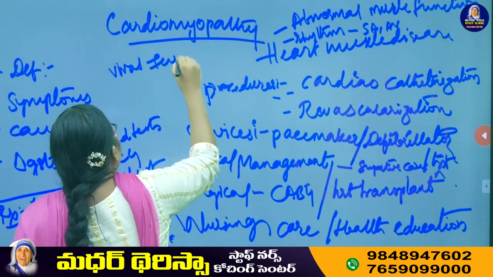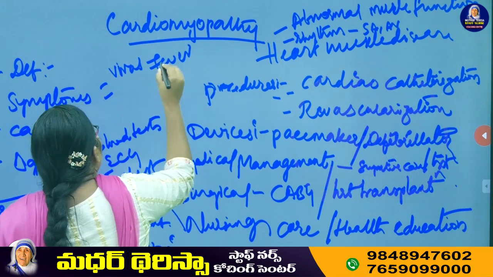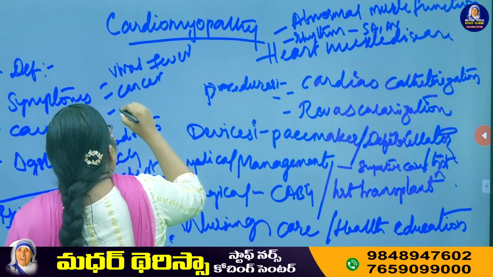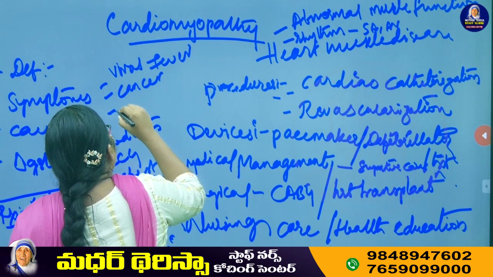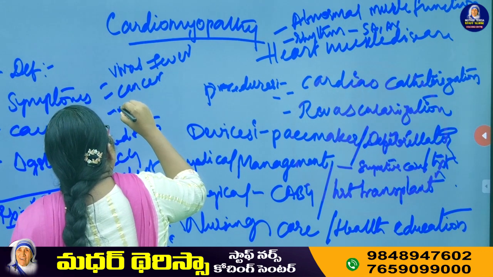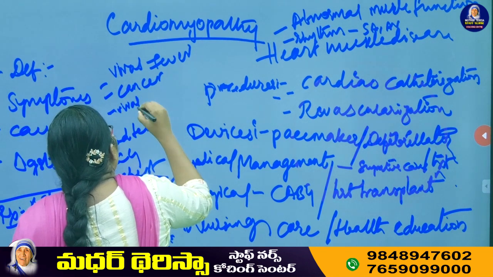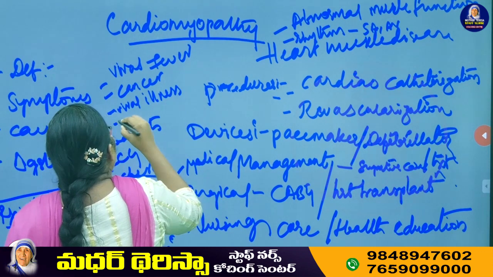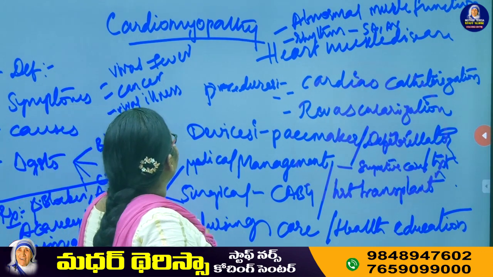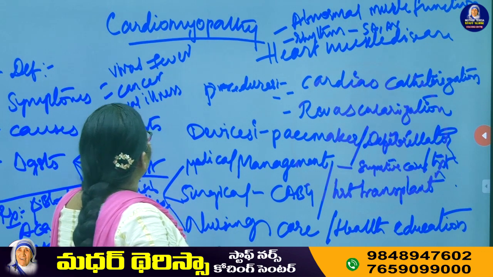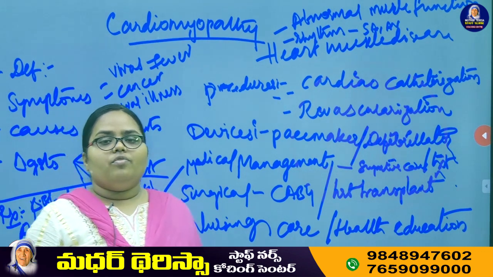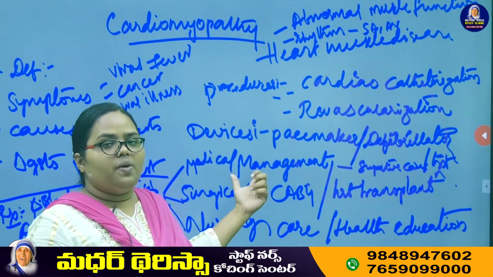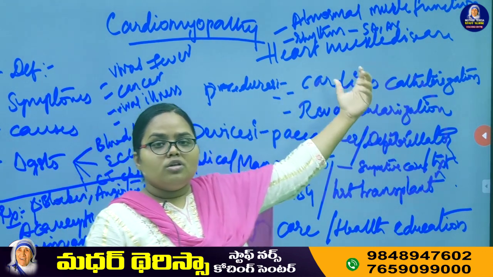viral fever, cancer, and viral illness. Okay, these things, viral fever, cancer, and viral illness, make the heart very ill. These are the three main causes which make the heart muscle so weak.